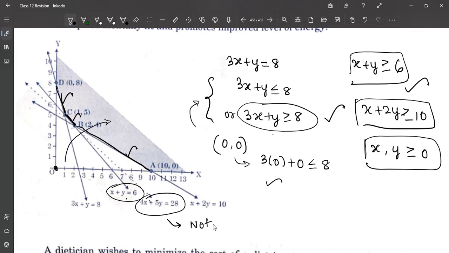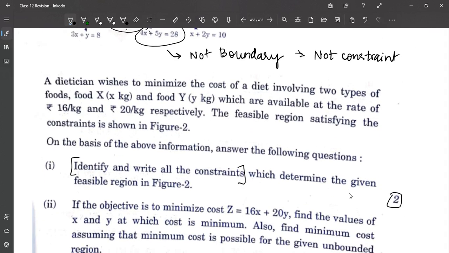What we have known from plotting the linear programming graph is that the constraint becomes the boundary of the region. Is this the boundary? This is not a boundary, correct? So it will not behave like a constraint. Don't make the mistake of writing down 4x plus 5y being greater than or less than 28. This is not a constraint at all, because this is not a boundary line. Okay, let's look at the second question.